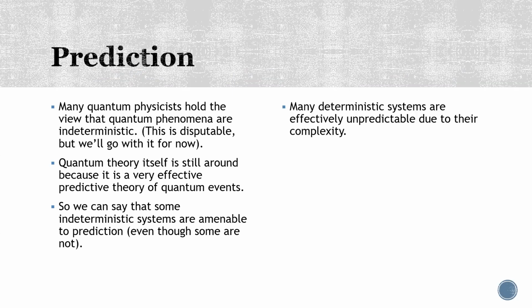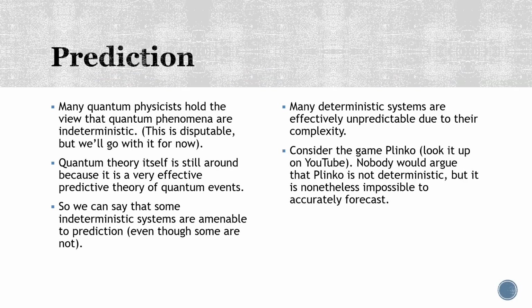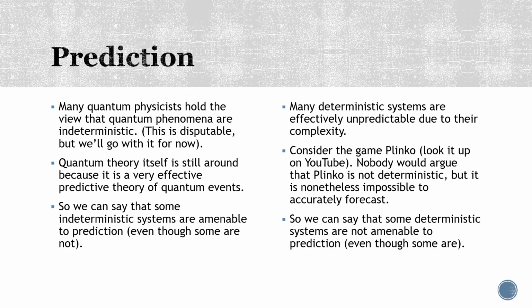Many deterministic systems are effectively unpredictable due to their complexity. So consider the game Plinko. If you don't know this, or if you don't watch The Price is Right, then just look it up on YouTube. Nobody would really argue that Plinko is not deterministic. It's entirely deterministic. Things are just bouncing around and following the laws of gravity and physics and all that sort of stuff. But nevertheless, it's impossible to accurately forecast. As much as people might try to make their little peg go exactly the same path twice in a row, it just never happens, because you've got round things bouncing off of other round things with all sorts of different frictional coefficients involved. There are just too many causes to ever possibly render it a completely predictable system. So we can say that some deterministic systems are not amenable to prediction, even though some are.